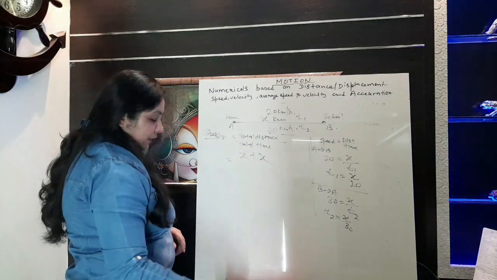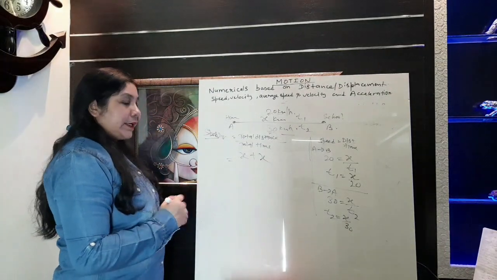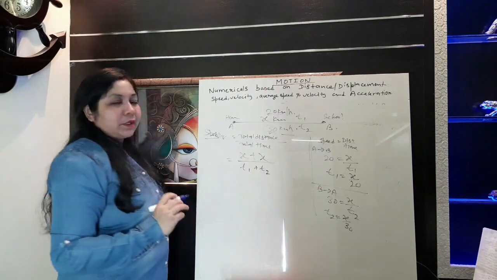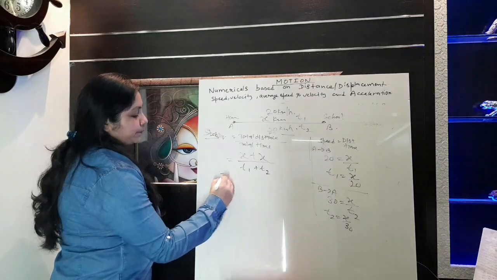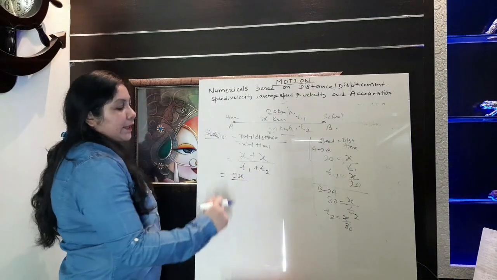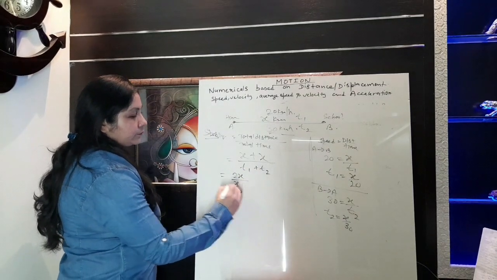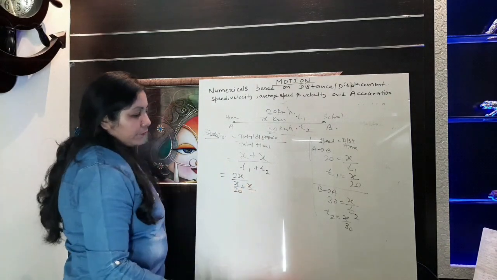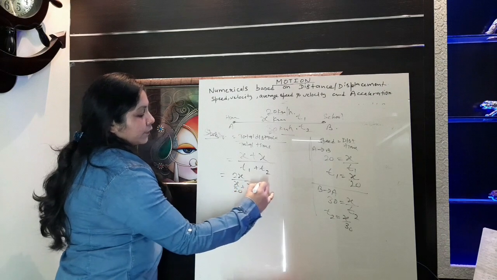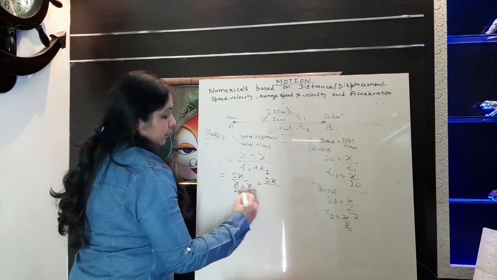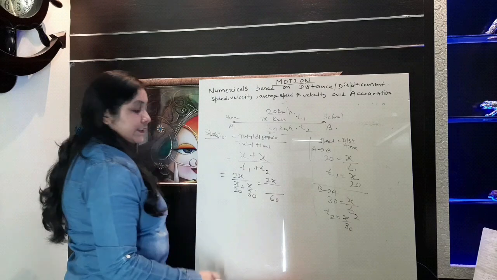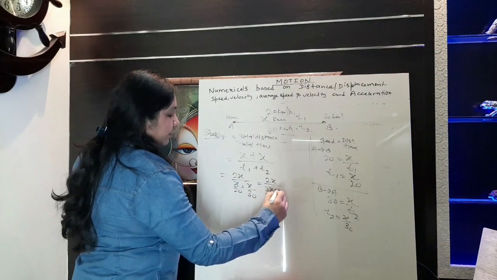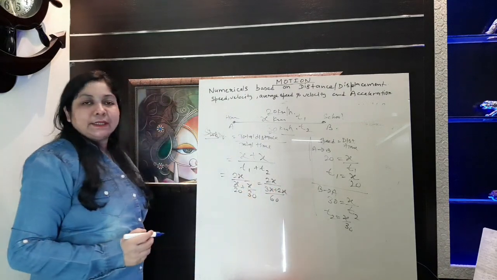Now we will talk about time. I am writing here t1 plus t2 first. Now we will put the values of t1 and t2. It will be 2x only, and the value of t1 is x by 20, and the value of t2 is x by 30. Just solve it. The LCM of 20 and 30 is 60, okay? So it will be 3x plus 2x, right?